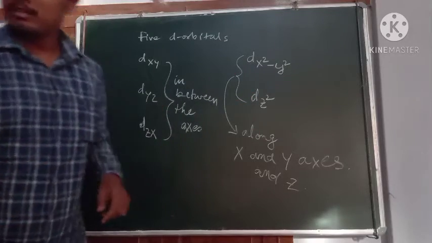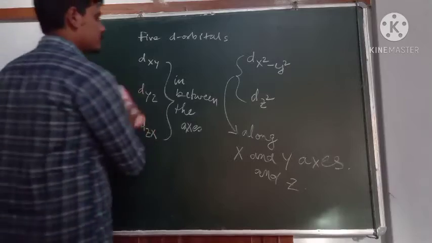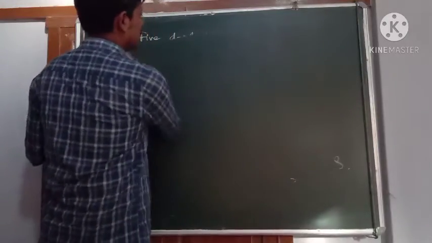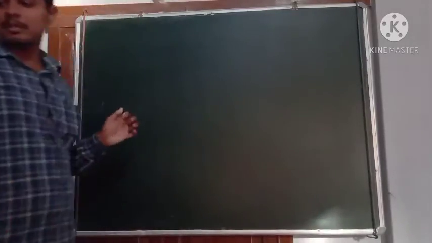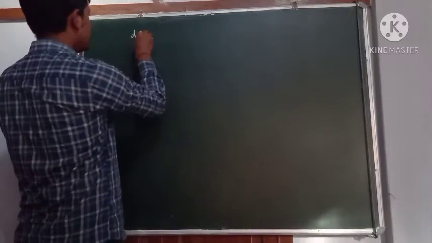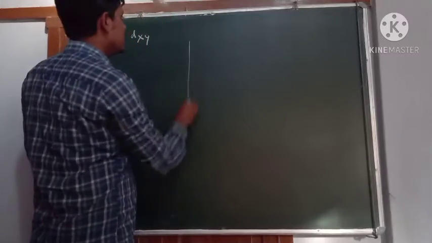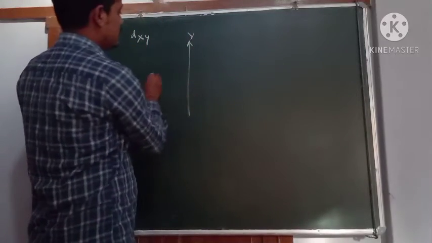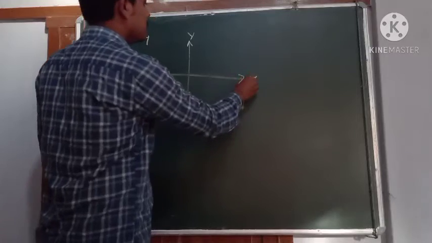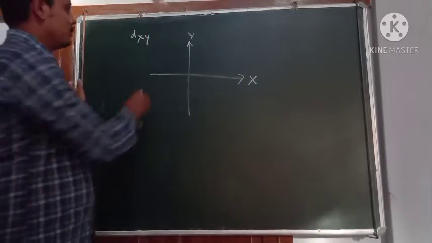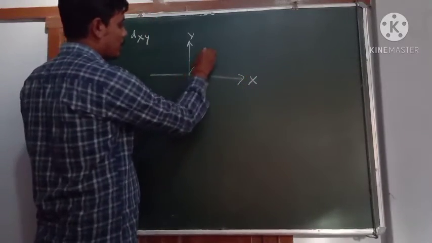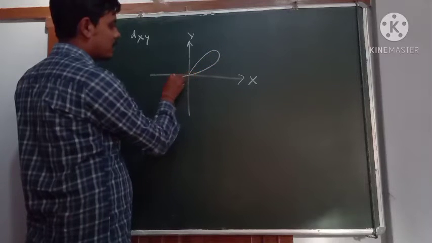Okay, now so let us first see the dxy orbital. So this is the y axis, this is the x axis. Okay, so dxy orbit will be in between x and y axis.